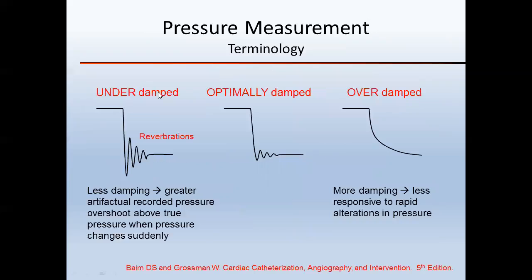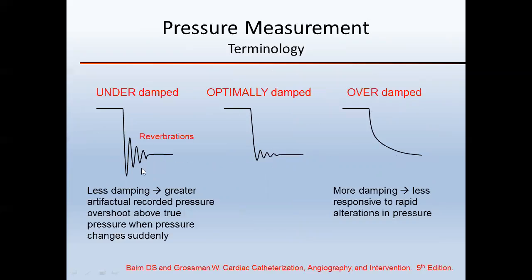Okay, so this is called the dampening phenomenon. Normal would be like this. So you see some wave reflections. If you see completely smooth lines, that means it's over damped. If you see a lot of ringing, it can be under damped.